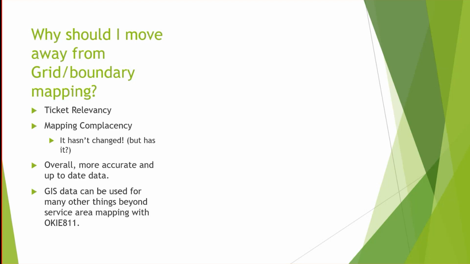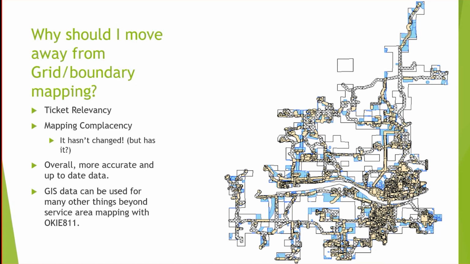And the beauty of it is that GIS data and spatial data sets can be used for so many other things besides the service area mapping for Oki 811. And just to show, this is a real world example, and visually seeing how some of this happens, the outlined areas here are the grid or quarter section registration. Well, this member converted to Centerline, and that's going to be that hashed kind of noodle running around there.